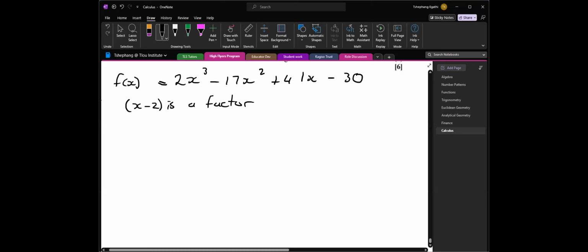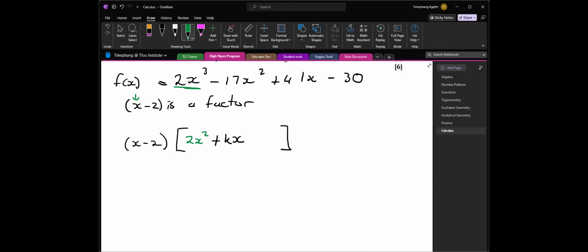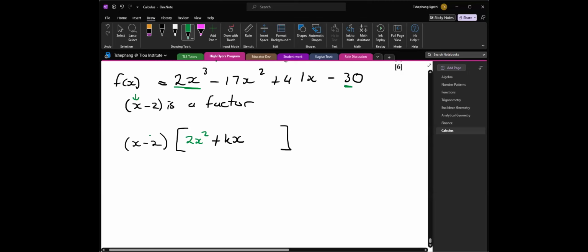Now, because x minus 2 is a factor, we're going to say x minus 2, and here I'm going to write my block bracket. Even if you wrote soft brackets, that's fine. Pay extra attention. First divided by first: 2x to the power of 3 divided by x is just 2x squared. Then in the middle, we always say plus kx. It's the k method. Now, we always say last divided by last: negative 30 divided by negative 2 gives you positive 15.